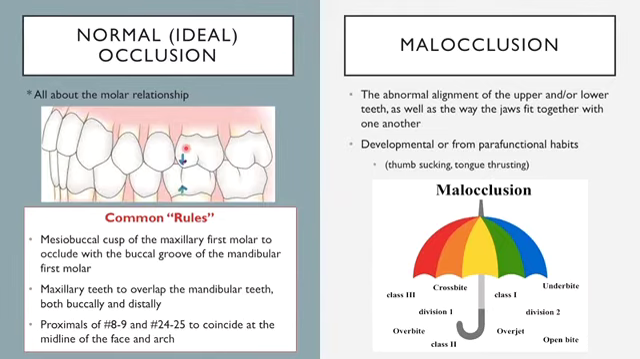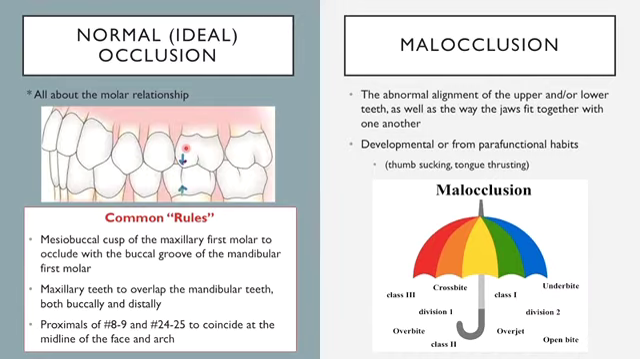Secondly, we want the maxillary teeth to overlap the mandibular teeth both buccally and distally. So this is what we were talking about with intercuspation, how the maxillary teeth, whenever you bite down, will overlap the mandibular teeth buccally and distally.